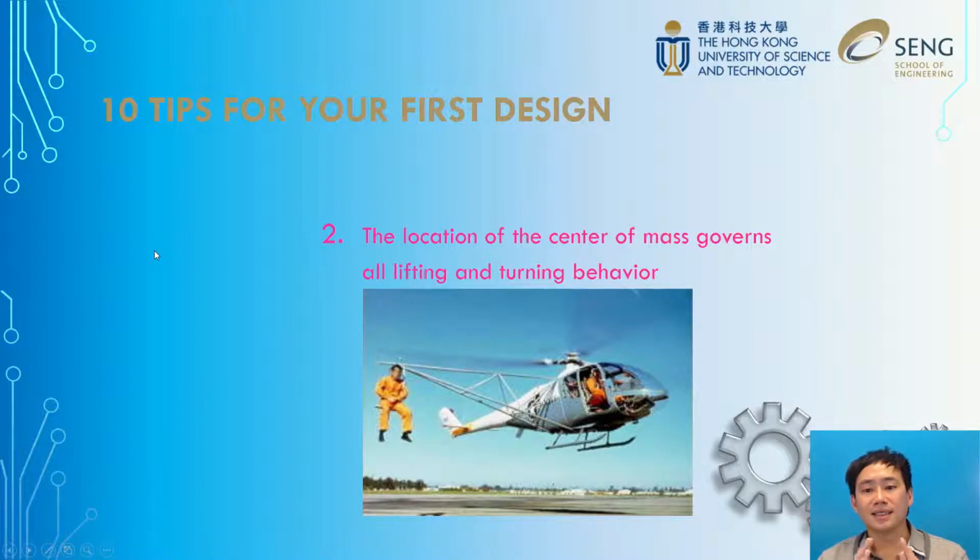Second point is the center of mass governs all lifting and turning behavior. As I mentioned, a system will always turn and rotate about the center of mass. Bear in mind that if you encounter some problem in your first build, you want to analyze what is the cause of the problem. A good understanding of the location of the center of mass is very critical if you want to find out the reason why you have a stability issue in your design.